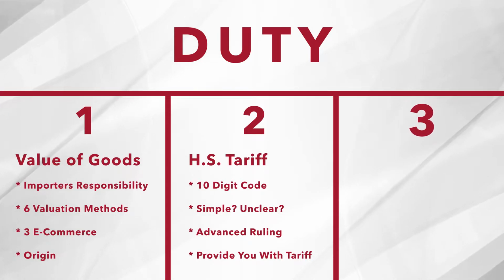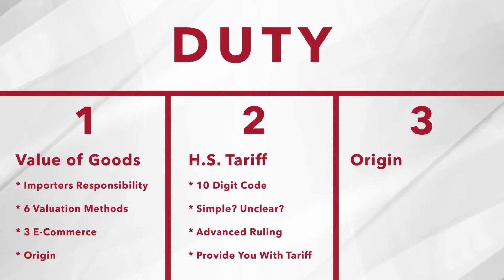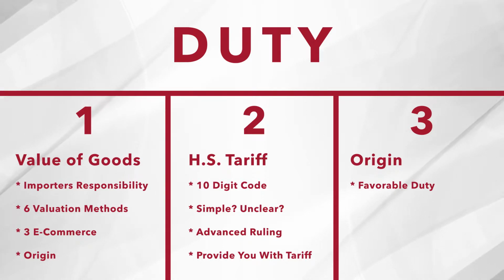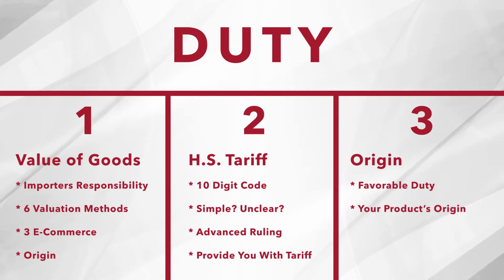The third and final factor for determining your import duty is the origin of your goods. If the origin of your goods falls under a free trade agreement, your rate of duty can be lower and possibly free. When you're thinking about selling your products into Canada, you must determine where is the origin of your goods and if you can receive any preferential tariff treatments.